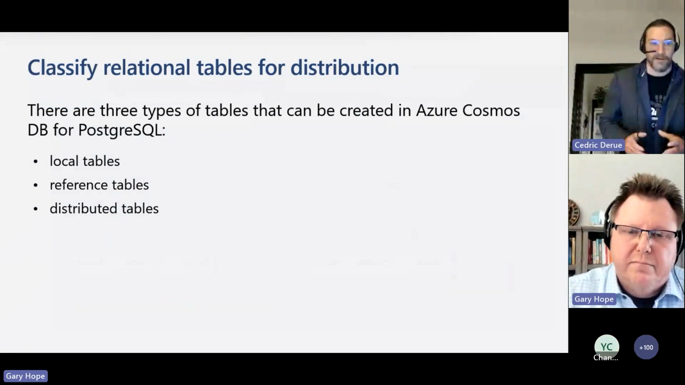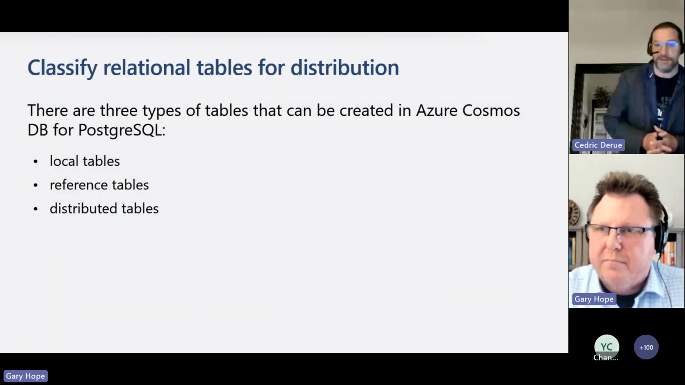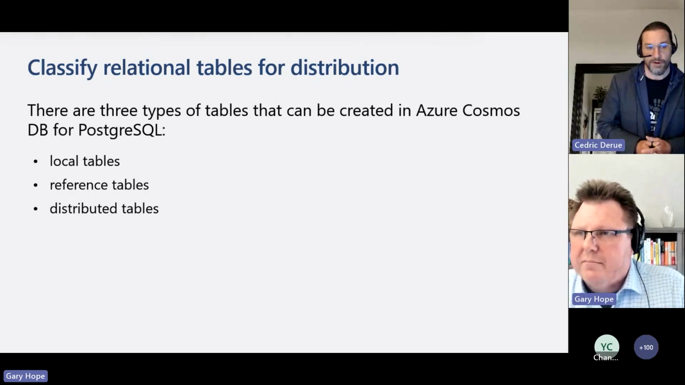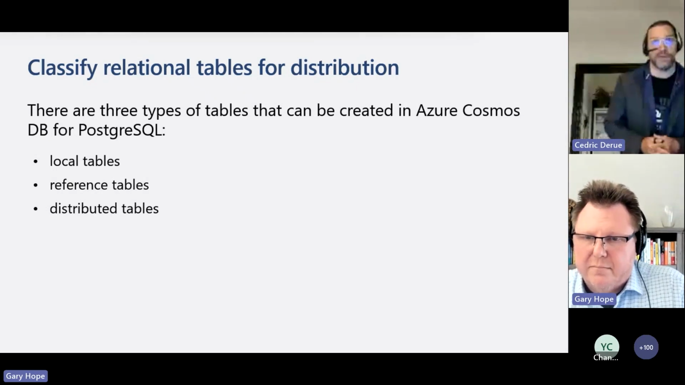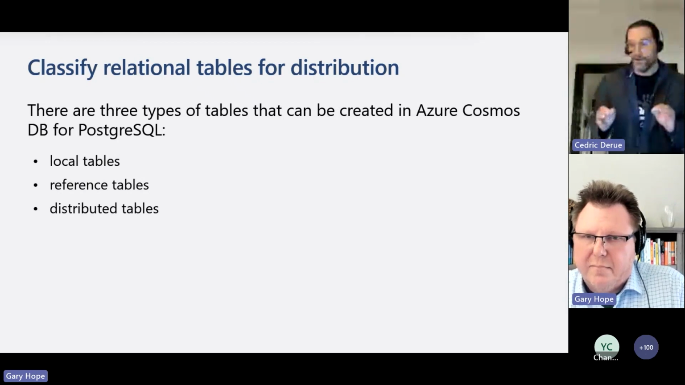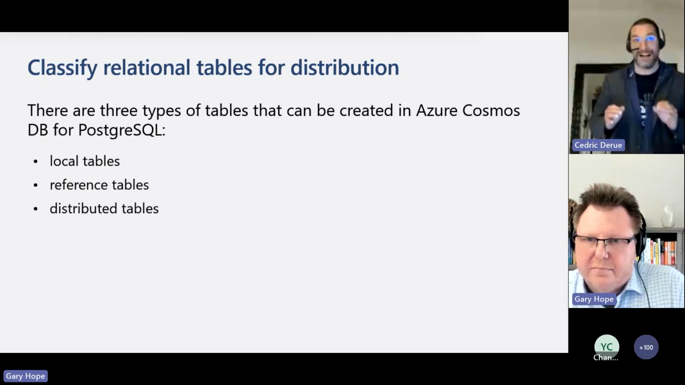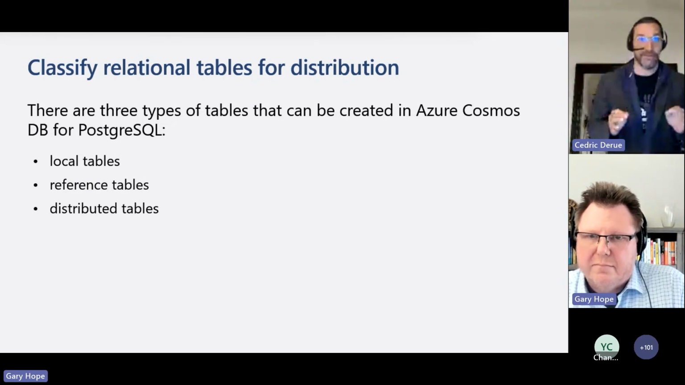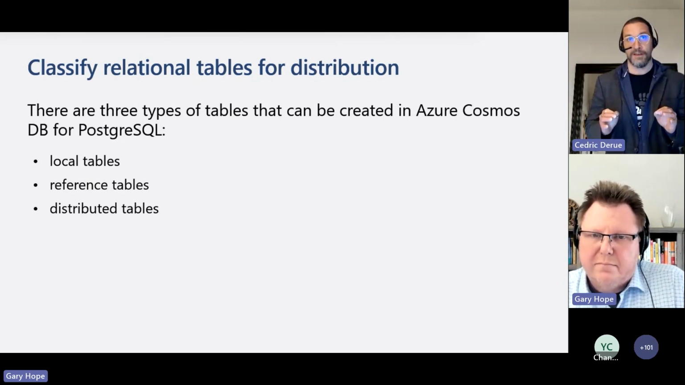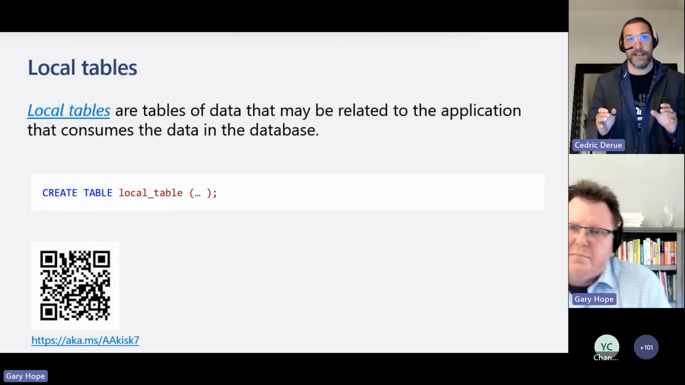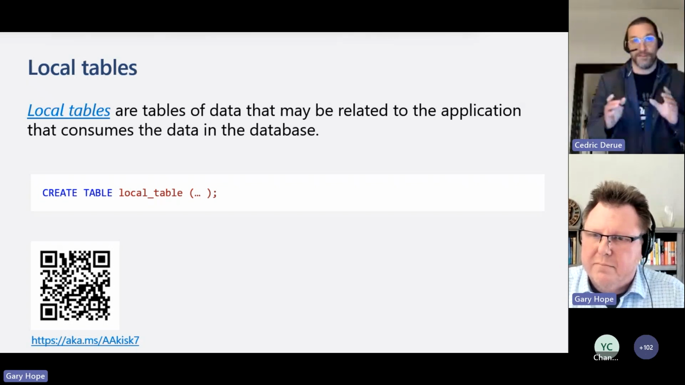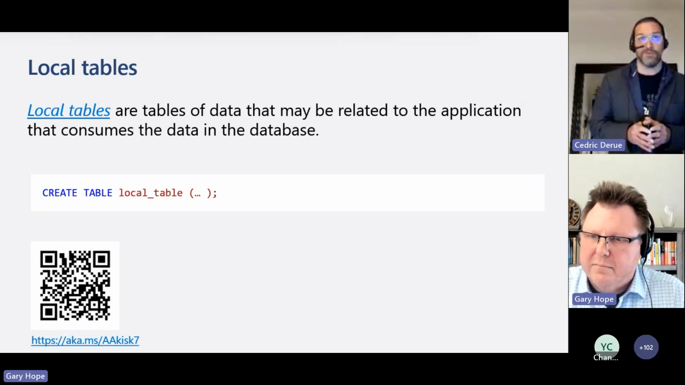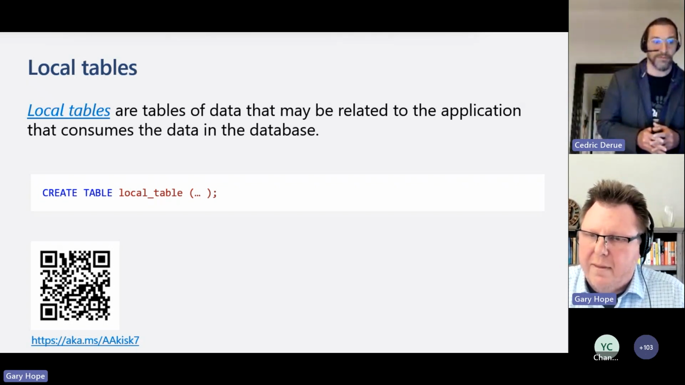So there are 3 types of table that can be created in Azure Cosmos DB for Postgres: local tables, reference tables, and distributed tables. You must retain that all tables on Azure Cosmos DB for Postgres start on the coordinator node as local tables and are created using the regular Postgres create table syntax. After that, a local table can be converted to a reference table or distributed table.